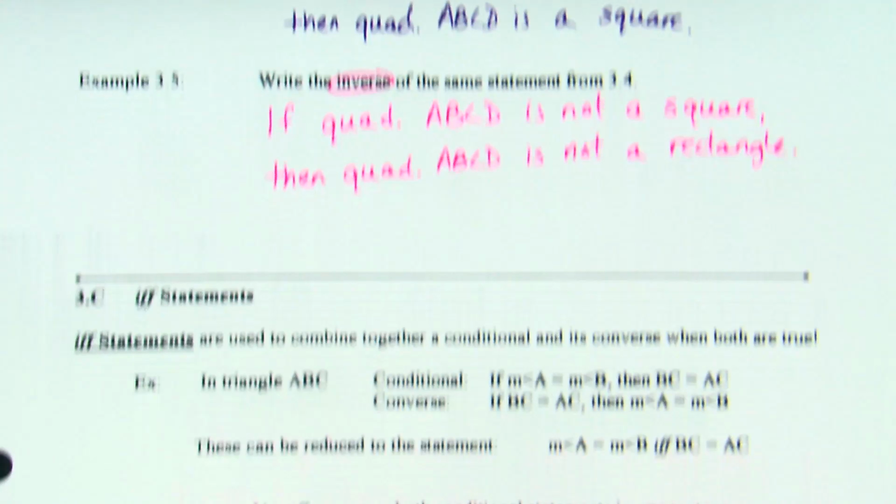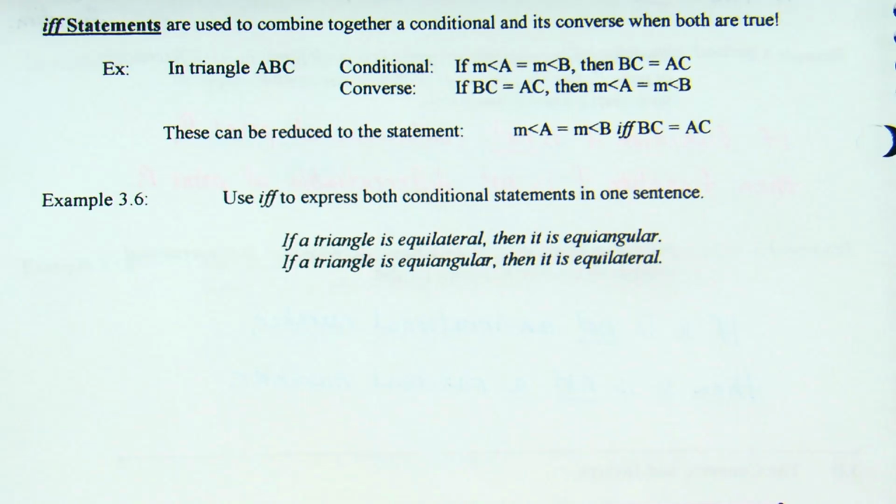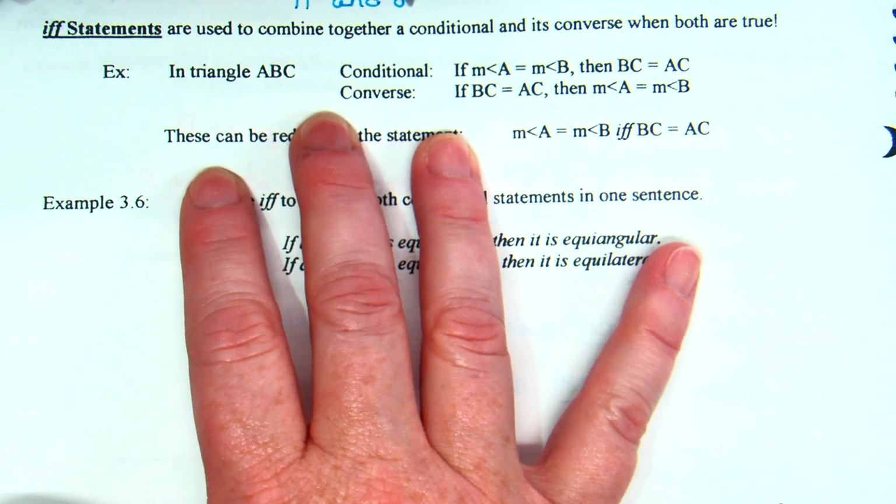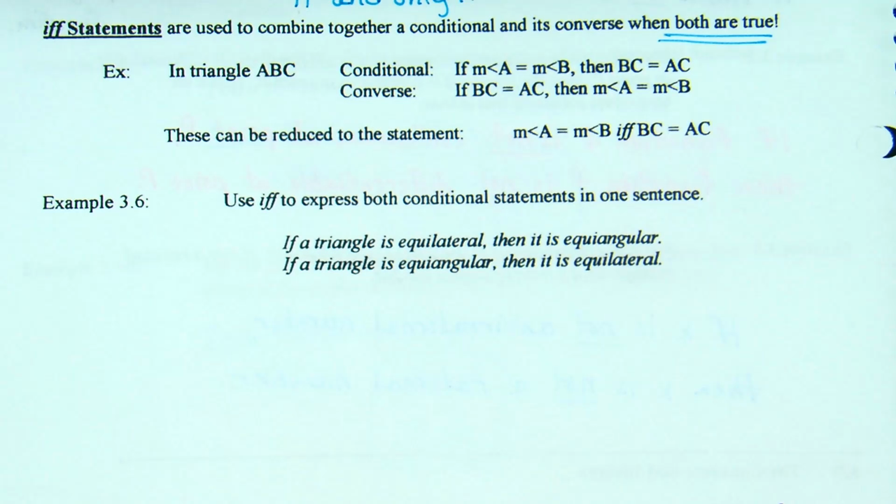Okay. Are you familiar with IFF statements? Do you know what IFF stands for? IFF stands for if and only if. Okay. I had a feeling you might have. So, if and only if statements are used to combine together a conditional and its converse when both are true. So, first of all, let me write it up there. If and only if is what we're talking about. And we use our if and only ifs if the conditional and the converse are both true.